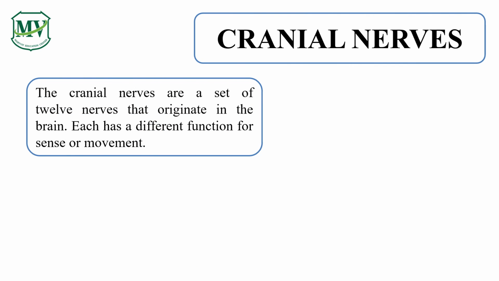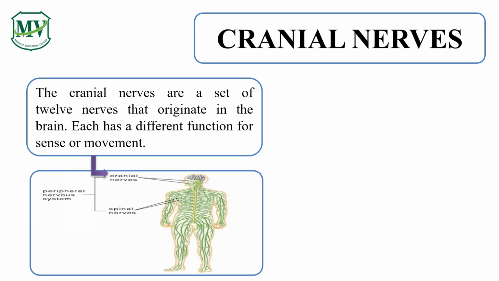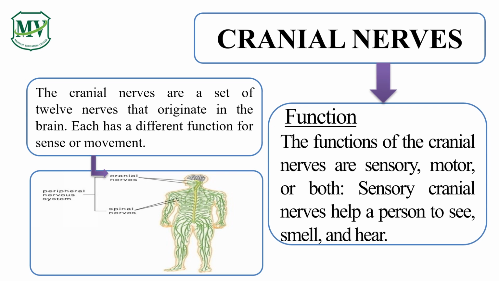The cranial nerves. The cranial nerves are sets of 12 nerves that originate from the brain. Each nerve has a different function for sense or movement, and its functions are for sensory, motor, or both. Sensory cranial nerves help a person to see, smell, and hear.